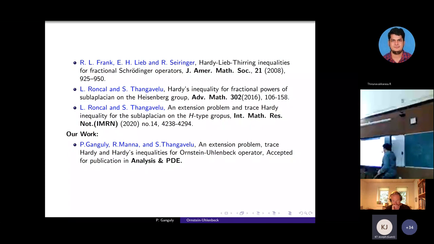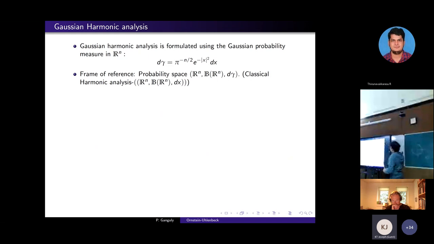So now let us start with what is Gaussian harmonic analysis. Unlike the Euclidean classical harmonic analysis, in the Gaussian harmonic analysis, it is formulated using this Gaussian measure. And the frame of reference, that is, everything will be done in the probability space R^n, B_{R^n}, which is basically the Borel sigma algebra. And d gamma basically is this Gaussian measure. And that's the normalizing constant, that's not a matter.